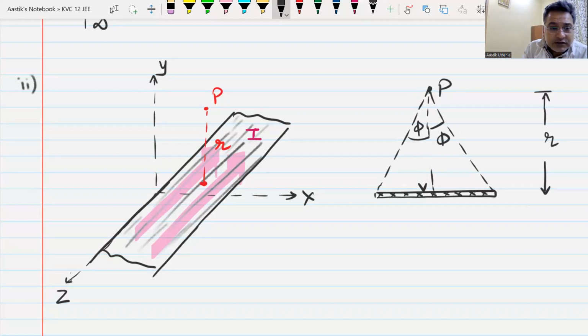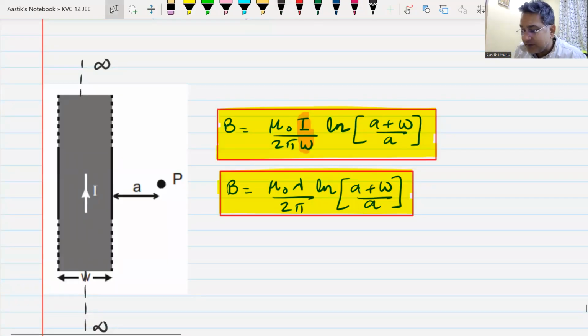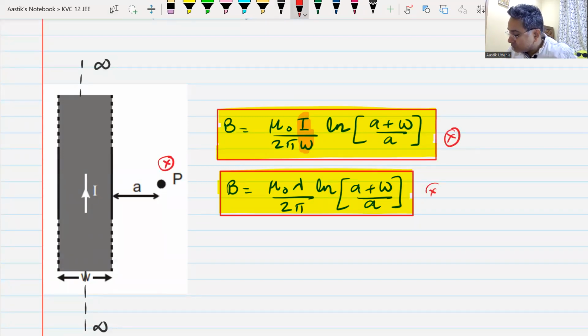Oh, I forgot to give the direction. What will be the direction of the magnetic field at point P? What is the direction of the magnetic field in this case? No one knows the direction? Yes, inside. Thank you, I thought that I lost it. Inside. Remember it. Direction is important.